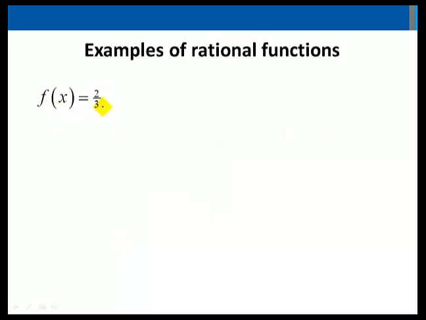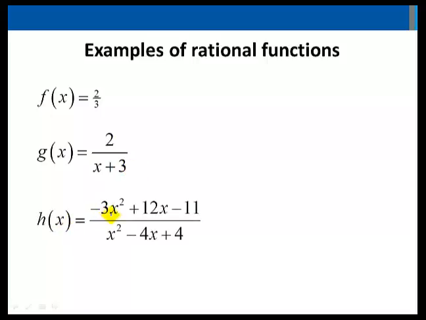f of x equals 2/3 is a rational function. It is the ratio of the polynomial 2 to the polynomial 3. g of x equals 2 over x plus 3 is also a rational function, as is h of x equals negative 3x squared plus 12x minus 11 over x squared minus 4x plus 4.